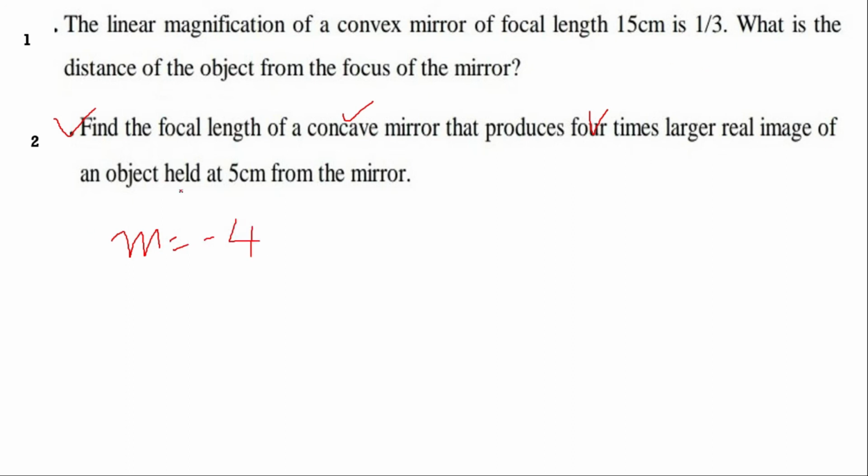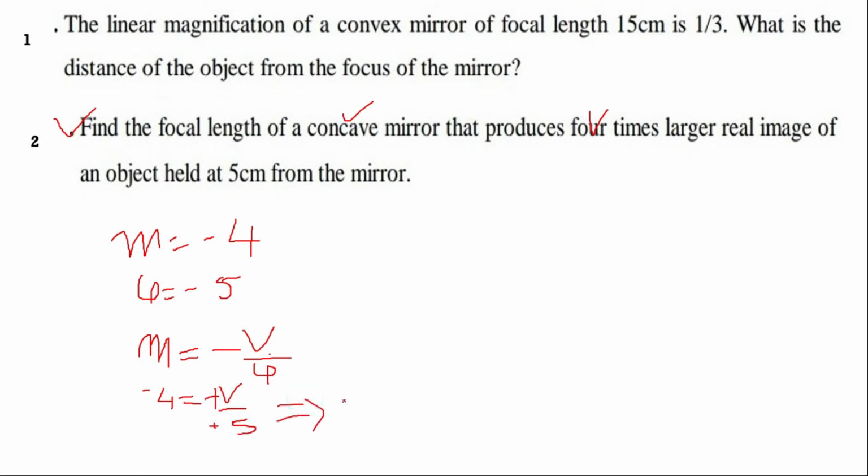An object is held 5 centimeter away from the mirror. So u is equal to minus 5. Magnification m equals to minus v upon u. So m equals to minus 4 equals to v, and this is minus 5, and this minus also, so minus minus cancel. This implies that v equals to minus 20 centimeter.